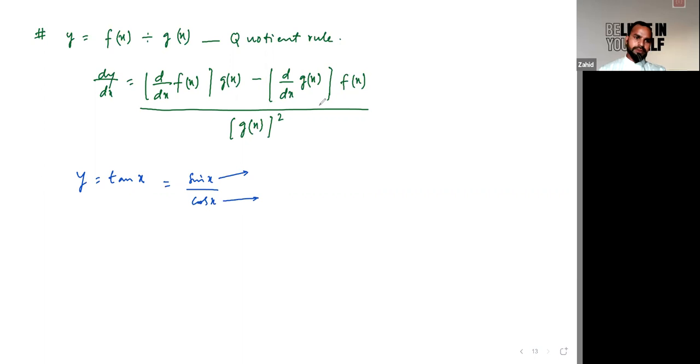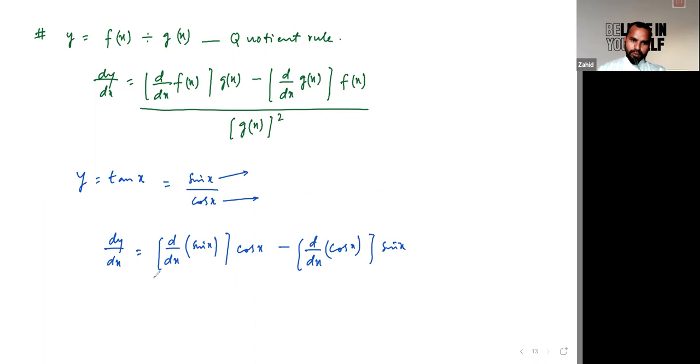On applying this rule, you will get dy/dx is equal to differentiation of numerator, that is sine x, multiplied by denominator, that is cos x, minus differentiation of denominator multiplied by numerator, and the whole divided by the square of denominator.